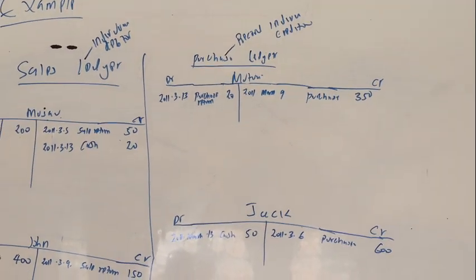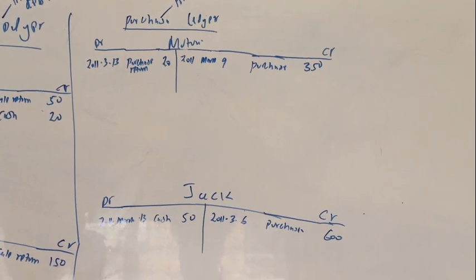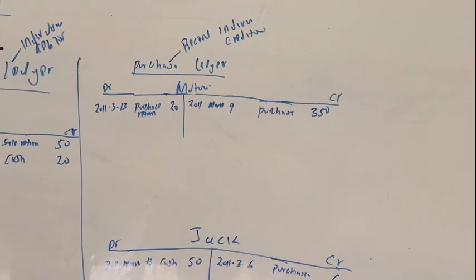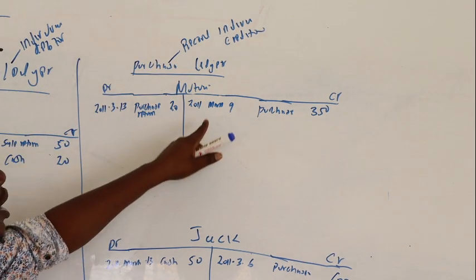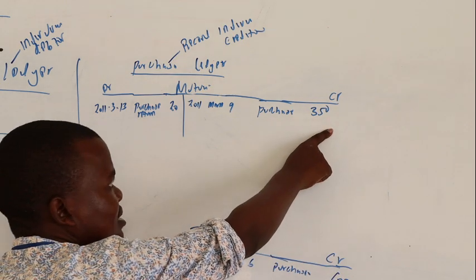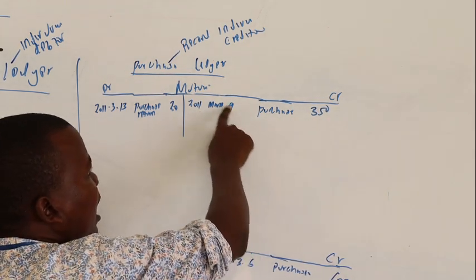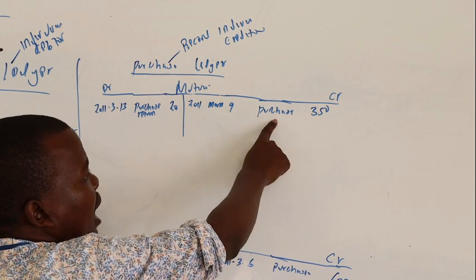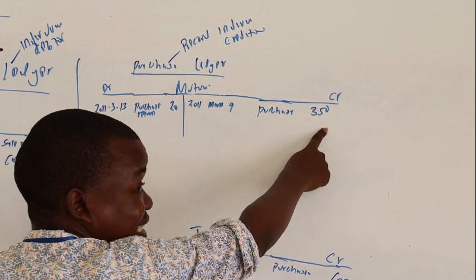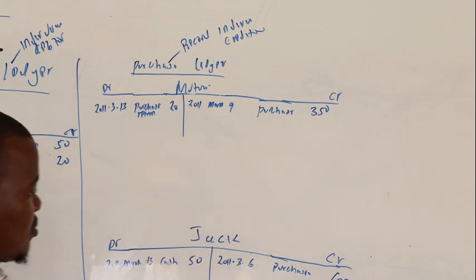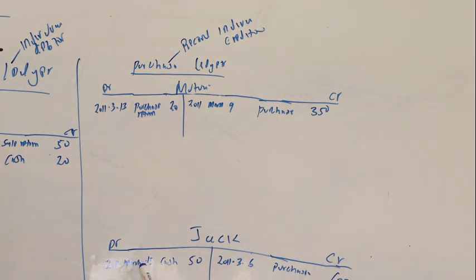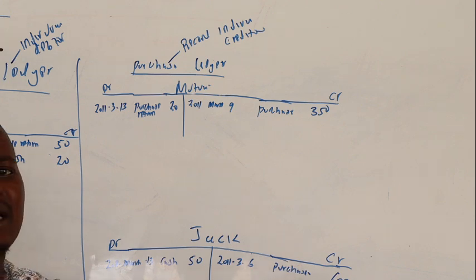On the other side, we have what we call purchase journal, purchase ledger, which records the individual creditors. So creditors are credited. So tarehe Mutua tulipurchase from Mutua 350. So once they return, we debit in order to reduce his amount. The same applies to Jack. Jack, we sold to him goods worth 600. Then he paid some amount.